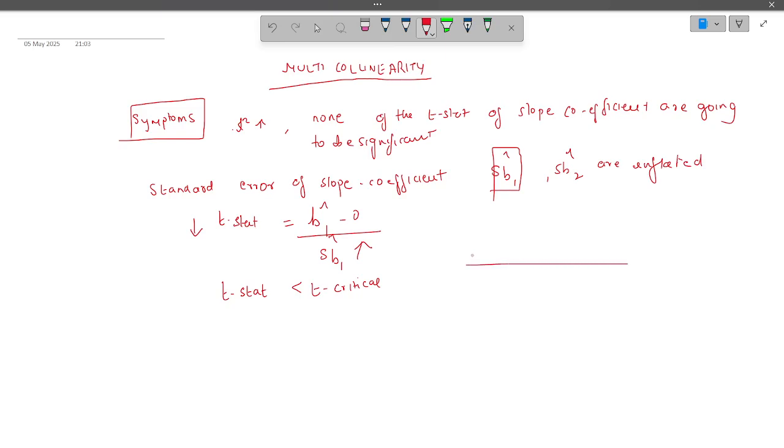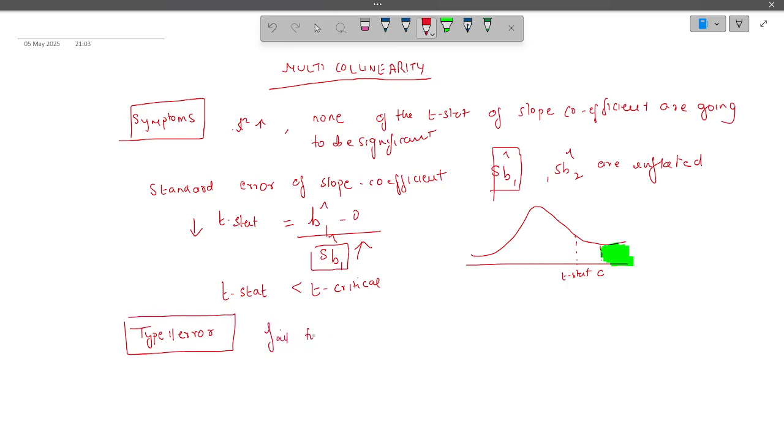So let me draw. Say this is my critical value and this is my rejection area, right? So my T stat might fall somewhere here. T stat might be a lower number because my standard errors are higher, right? So I might fail to reject the null which is actually false, thus committing a type 2 error. So always remember that multicollinearity results in type 2 error. You fail to reject a false null.